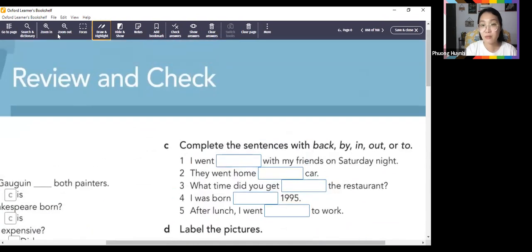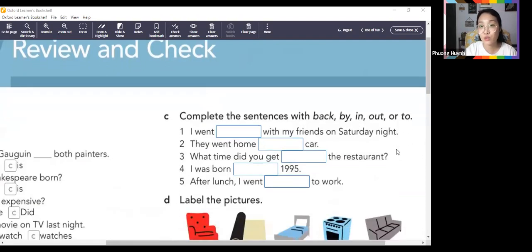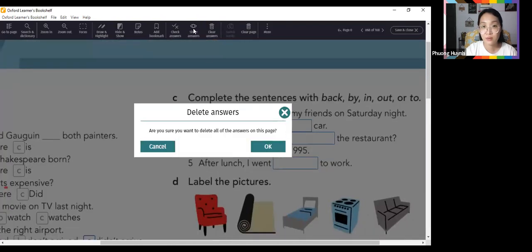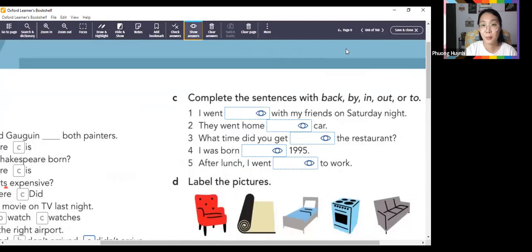Rồi tiếp theo là mình nhìn lại chút xíu về giới từ các bạn. Ở đây mình có những giới từ như là back, by, in, out, to. Rồi bạn sẽ điền nhanh vào trong đây giới từ nào. I went with my friend on Saturday night. Went back. Rồi, bạn Trình nói câu số 1 là went back nè. Các bạn khác có đóng góp gì không? Number 2, they went home gì đó, car. Number 3, what time did you get the restaurant? Number 4, I was born 1995. And number 5, after lunch, I to work.